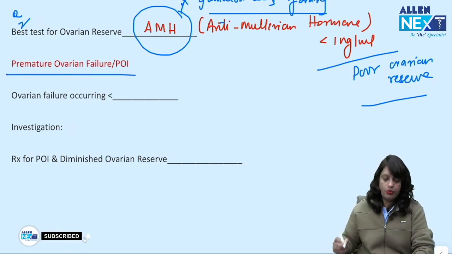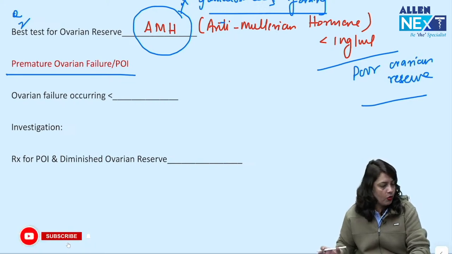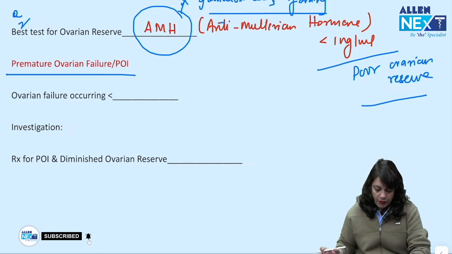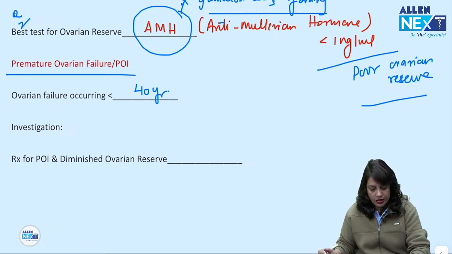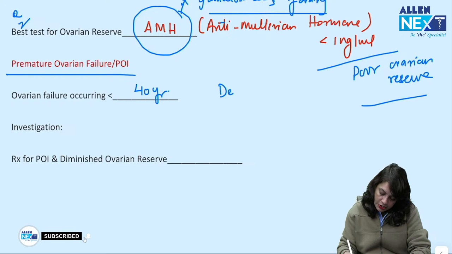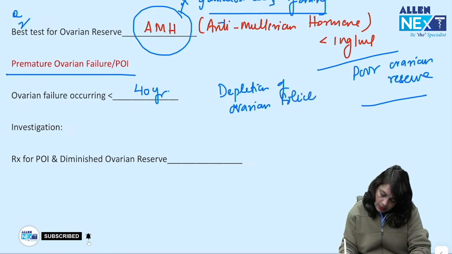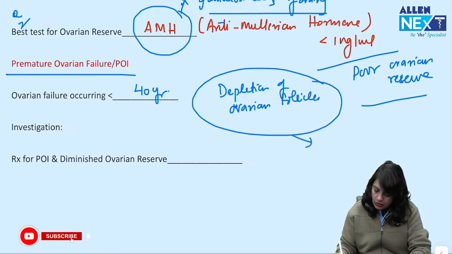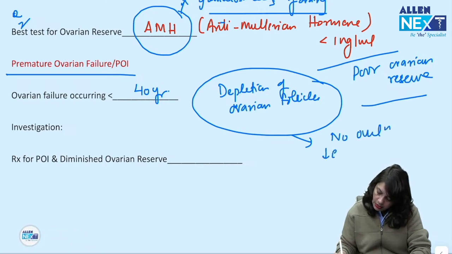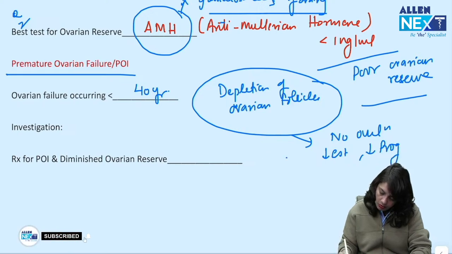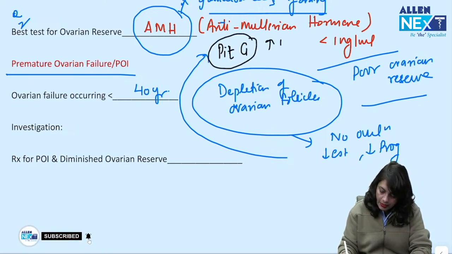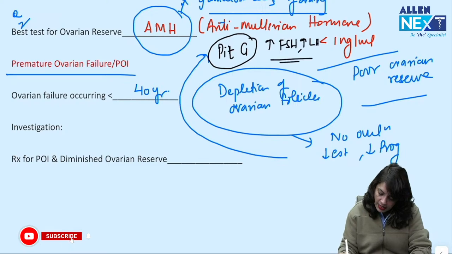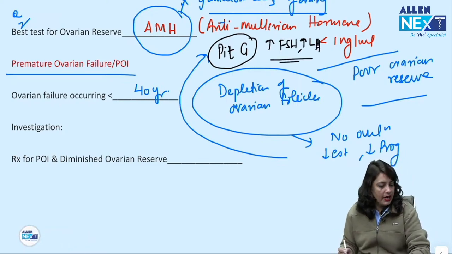Now, the next important term, you should know what is premature ovarian failure or primary ovarian insufficiency. Ovarian failure occurring before the age of 40 years is called primary ovarian insufficiency or premature ovarian failure. There is depletion of ovarian follicles. So, there is no ovulation, estrogen and progesterone are down. So, there is no negative feedback inhibition at the level of the pituitary gland. So, the pituitary secretes high levels of FSH and LH.